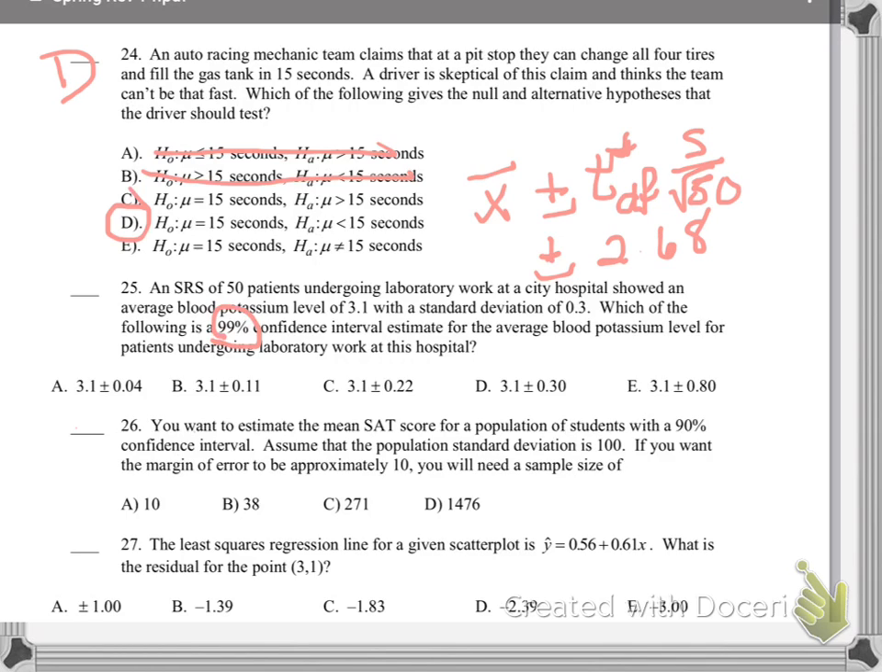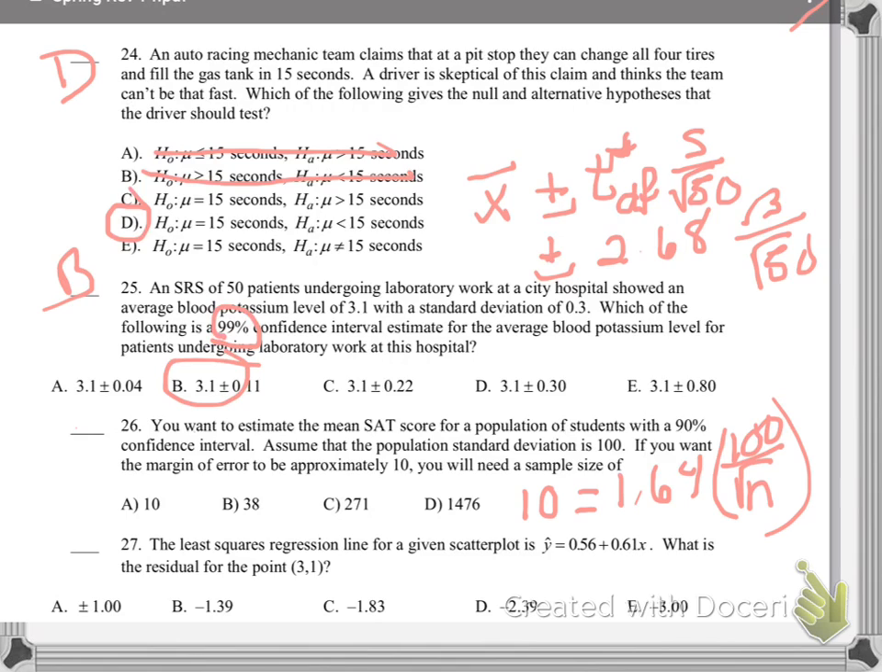Okay, so 2.68. My standard deviation is 0.3, and my n is divided by the square root of 50. So I'm going to take what I got, multiply it by 0.3, and then divide it by the square root of 50, and I get 0.11. So the answer is B.